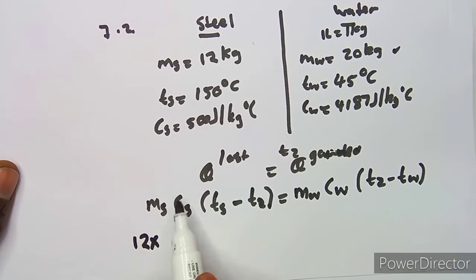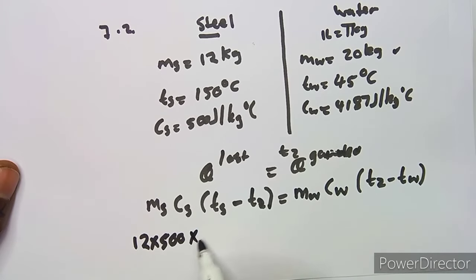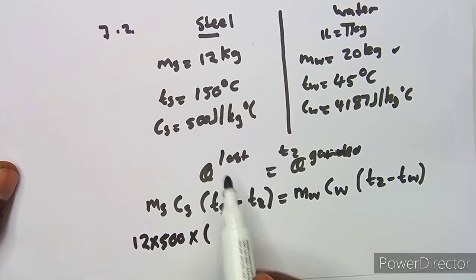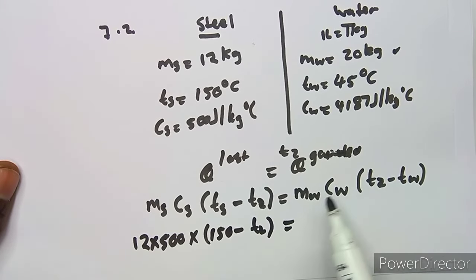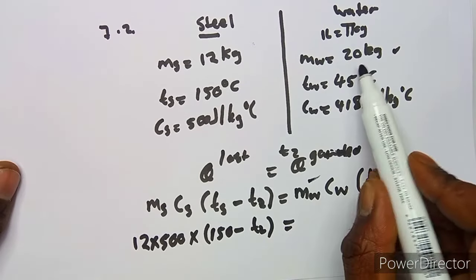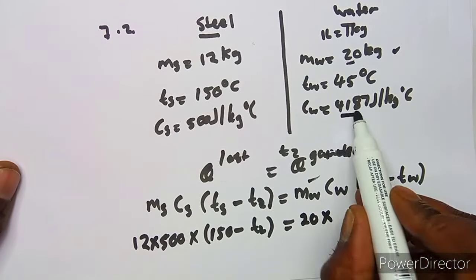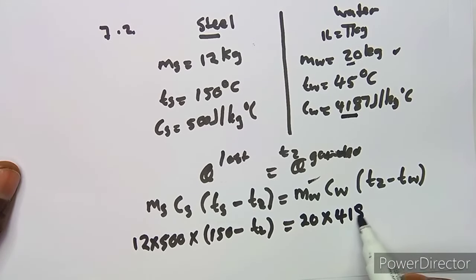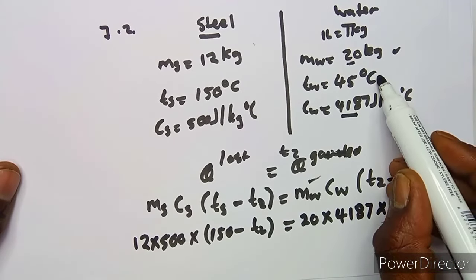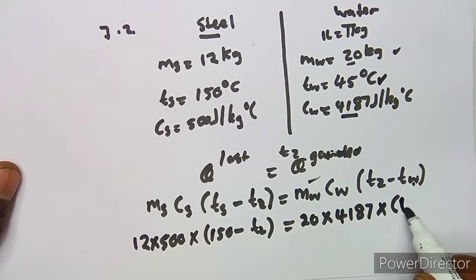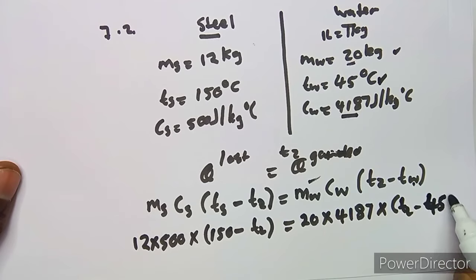12 times 500, the specific heat capacity, times T steel minus T2. So the temperature of steel is 150 minus T2. That's the one that we want to calculate. The mass of water, the one that we converted from those liters, and we obtained 20 kgs. The specific heat capacity from our information sheet is there, times T2 minus T1. T2 we do not have, but T water we have it. So T2 minus the temperature of water. So we have this one, which is 45 degrees.